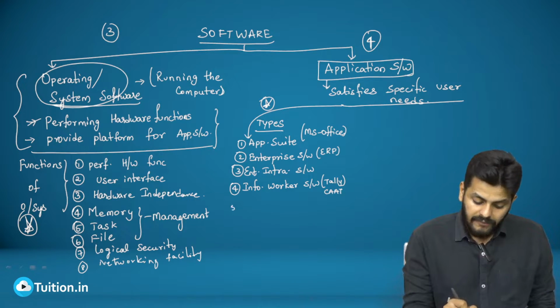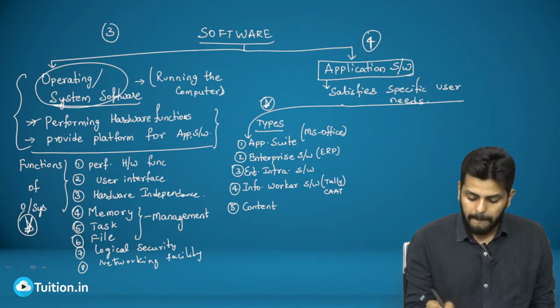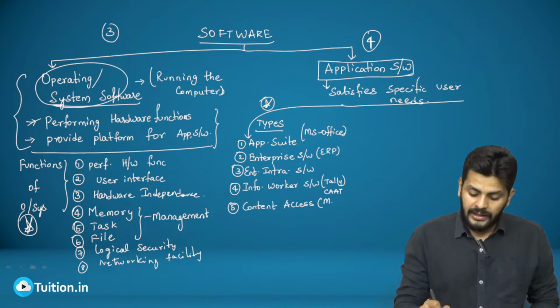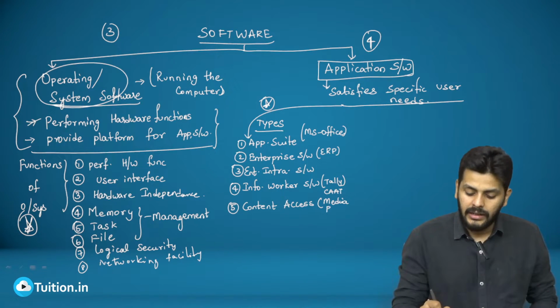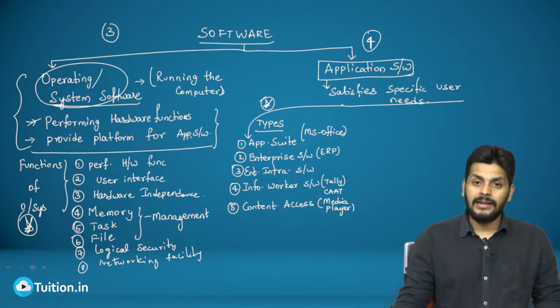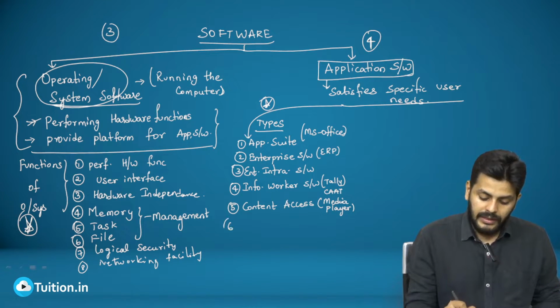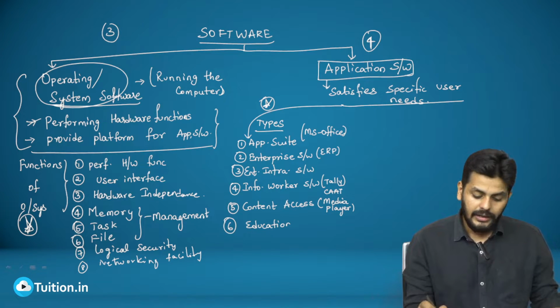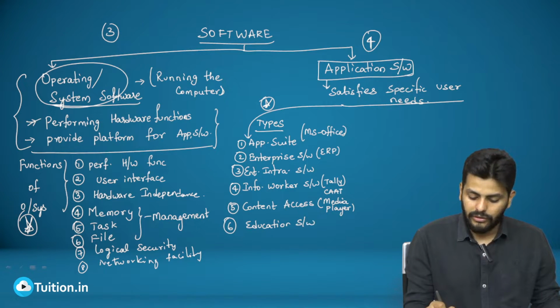And then we have the next one, called content access software. Media players are the best example of content access. If you want to play a song, play a video, or access any content, you need a media player. That is what is called content access software. Then we have educational software, used for educational purposes, like educational exam CDs and test CDs.